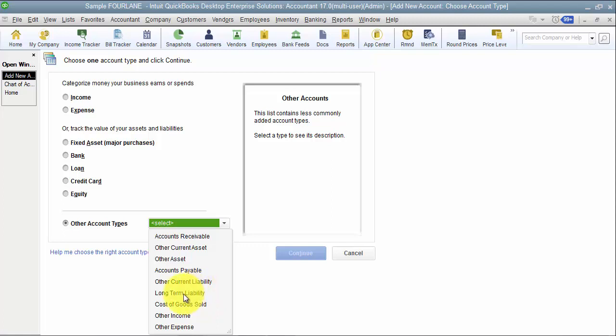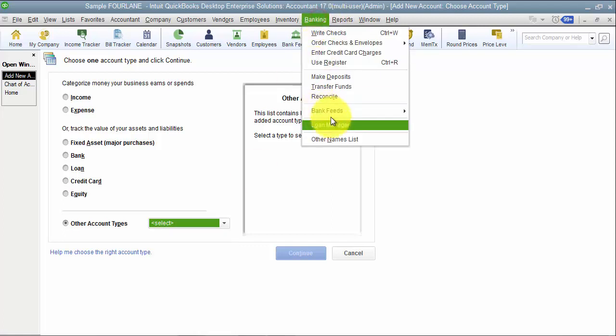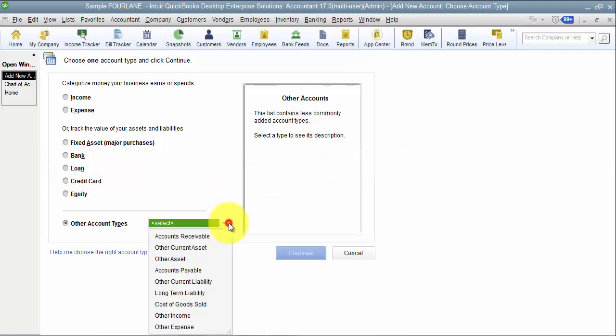If you are using the loan manager in QuickBooks, this is where it's confusing, because this loan feeds to an other current liability, but for the loan manager, if you're going to use that, you have to have the account set up as a long-term liability. It's a little confusing there, but just so you're aware. If you're using the loan manager, your loan has to be set up as a long-term liability.